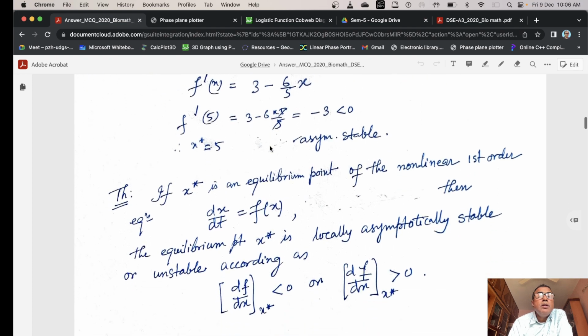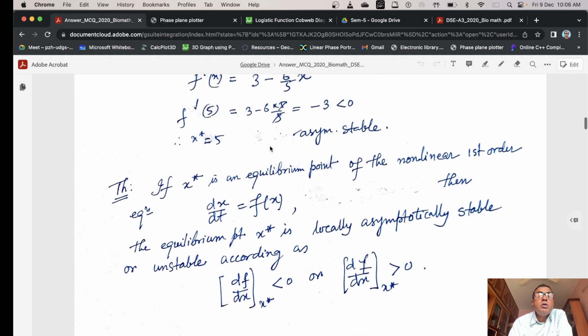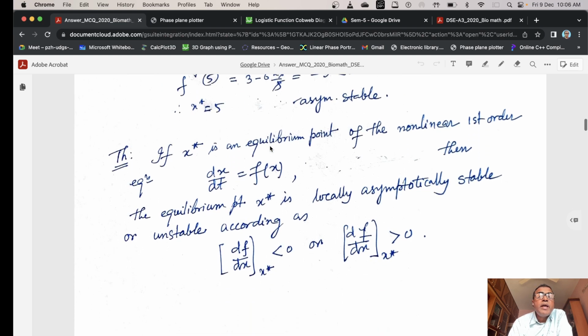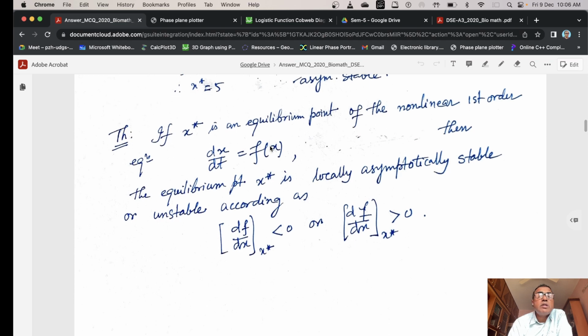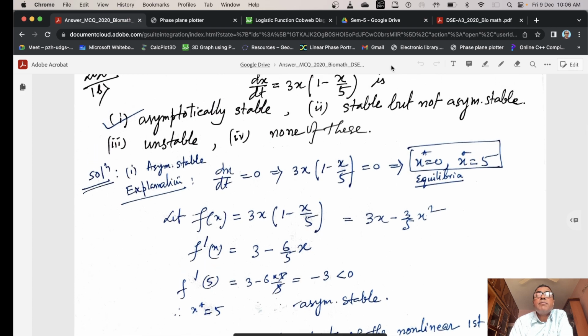So this is negative. So x star equal to 5 is asymptotically stable because we have the following theorem. X star is an equilibrium point of the nonlinear first order equation dx/dt equal to f(x). The equilibrium point x star is locally asymptotically stable or unstable according as df/dx at the point x star is less than 0, then it is locally asymptotically stable, and if df/dx at the point x star is greater than 0, then this is an unstable equilibrium point. So answer is asymptotically stable, first answer.